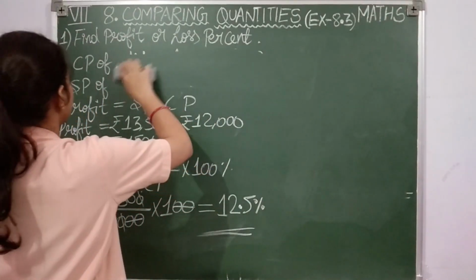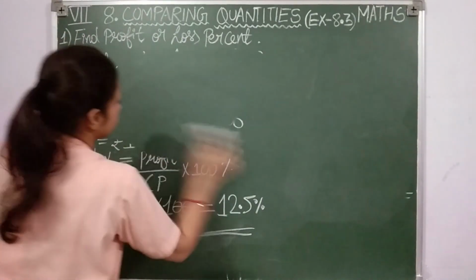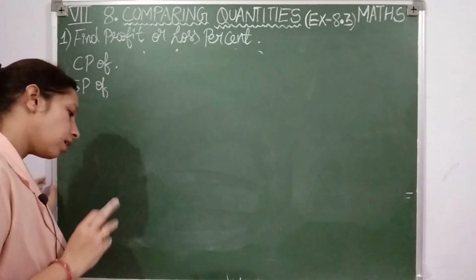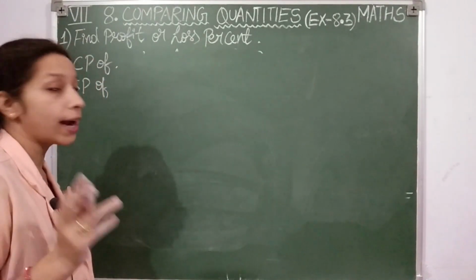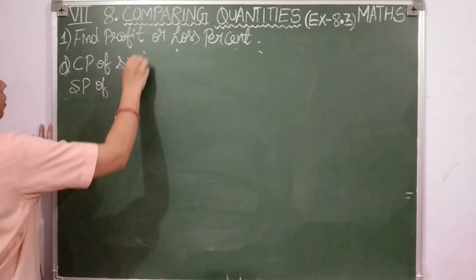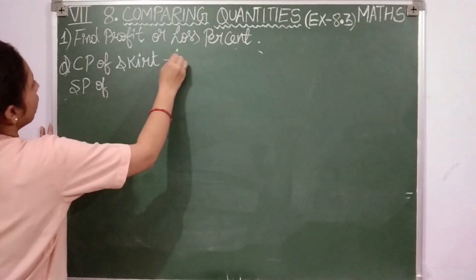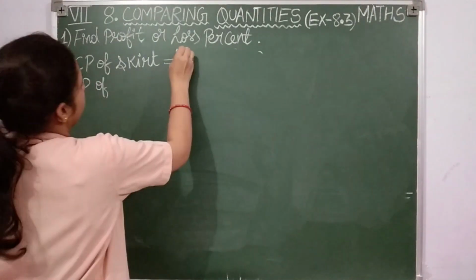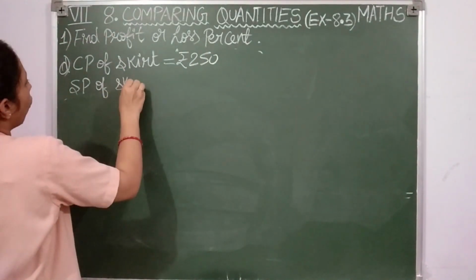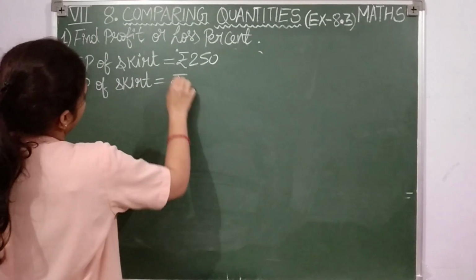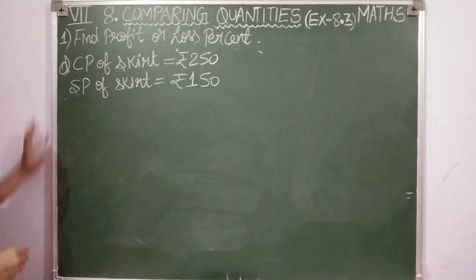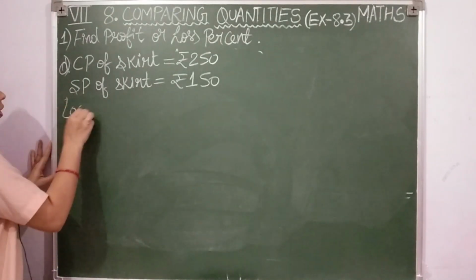Here only I am changing. Okay. So D point states that a skirt bought for rupees 250 and sold at rupees 150, students. So point number D, cost price of skirt. Cost price of skirt is how much? Rupees 250. Fine. Then selling price of skirt is only rupees 150. So students, now you can observe CP is greater or SP is greater. CP is greater now, that's why it will be a loss.